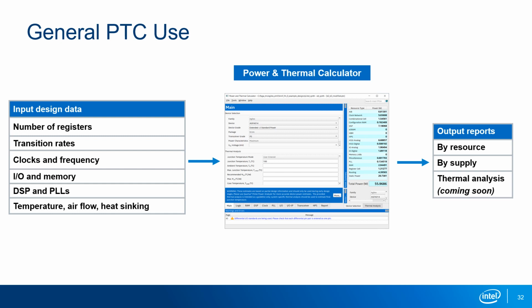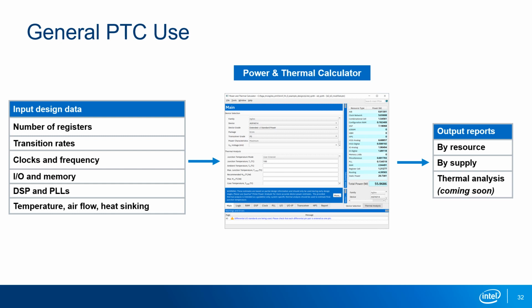The PTC is easy to use. Enter into the tool as much of the listed information as you can. You can enter the information based on your specific requirements and estimated resource usage, or use the values found in the Intel Quartus Prime software compilation report after compiling your design. The more accurate and complete the information, the more accurate the power estimates will be for your final design.